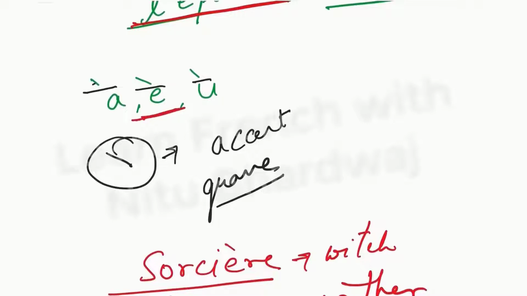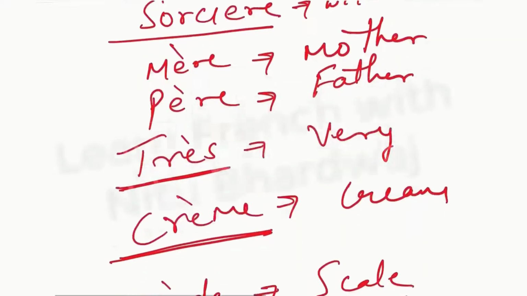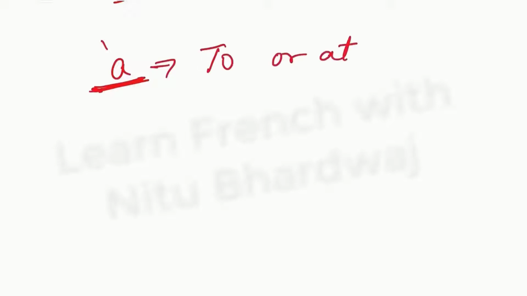It will become è. But if we are putting it on A or U, the pronunciation won't change. But we have to put it, because we have to write the correct spelling in French. Let's see some examples of A and U also. À. The pronunciation is the same, it won't be anything else. And this itself is a word. The meaning is to or at.